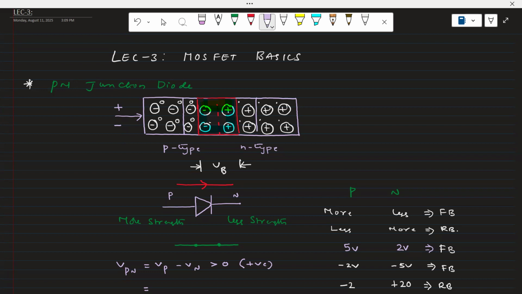Okay. So based on whether the carriers are crossing the junction or not, you should say whether the PN junction diode is forward bias or reverse bias. Right? So it is self-explanatory, and you can understand the words very clearly now.